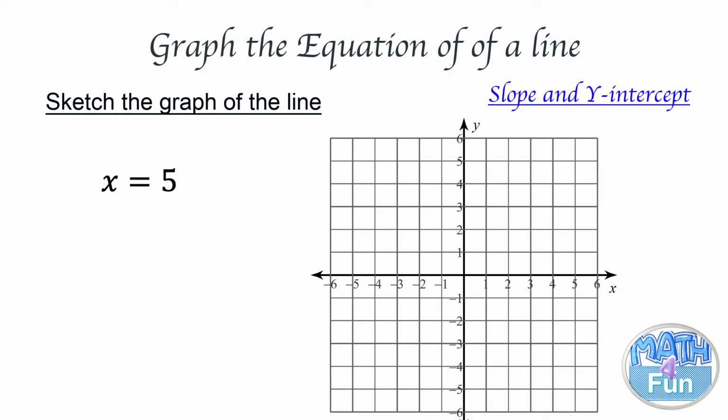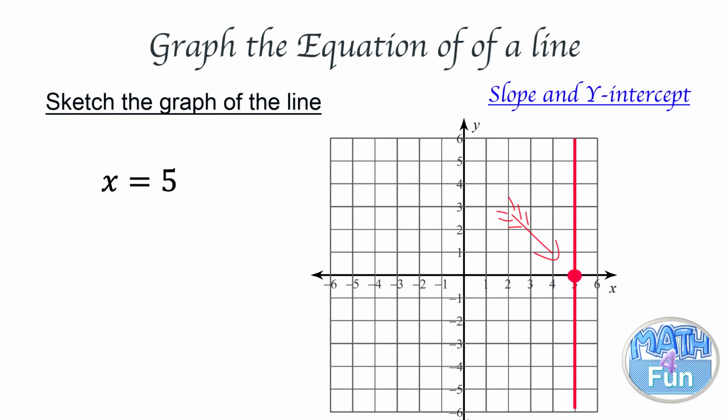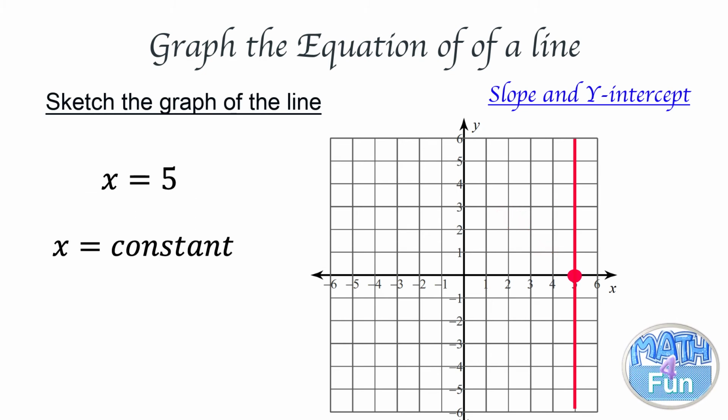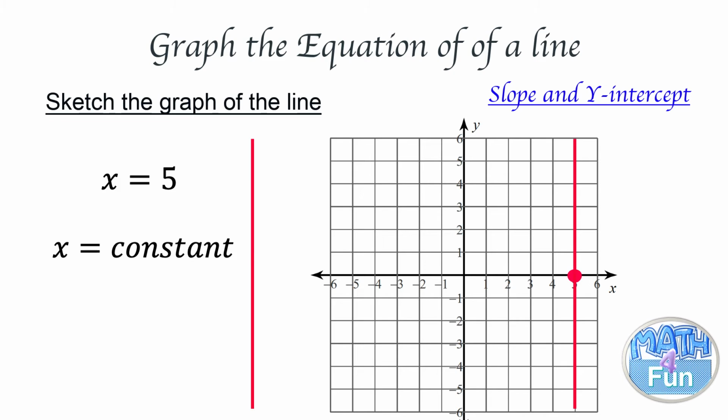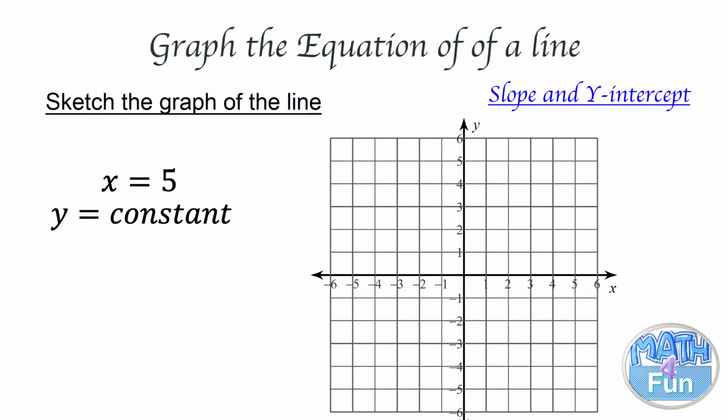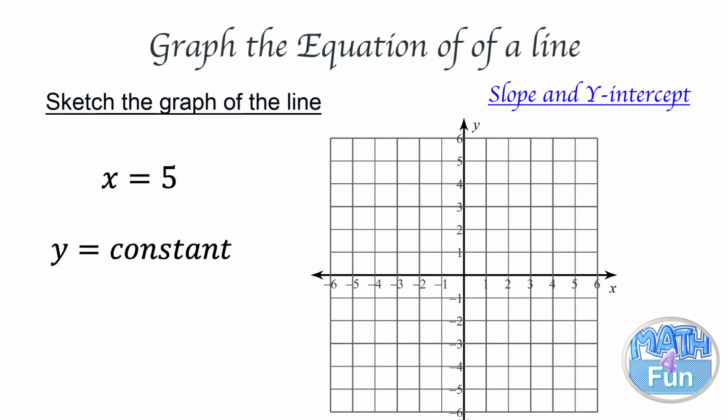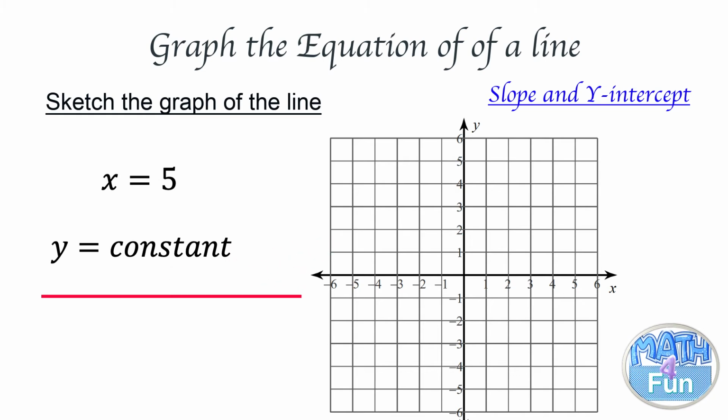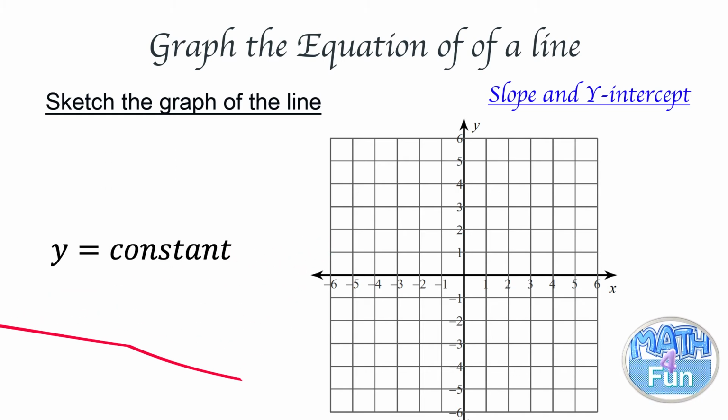Let's go for the special line, which is x equals something. Here we have the line x equals 5. The easiest way to do that is go to x equals 5 and draw a vertical line here. And remember that any line with an equation x equals a number is going to be a vertical line, and any equation of the form y equals a constant, let's say a number, is going to be a horizontal line at that number.